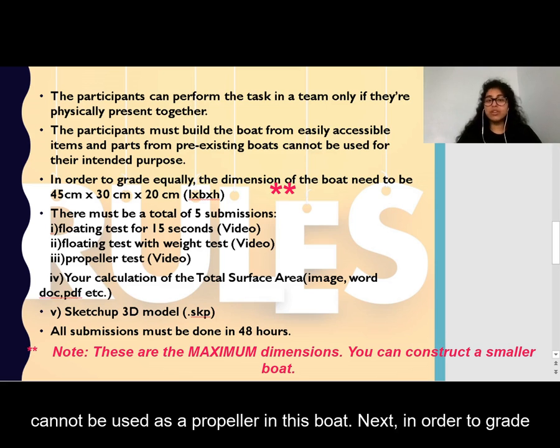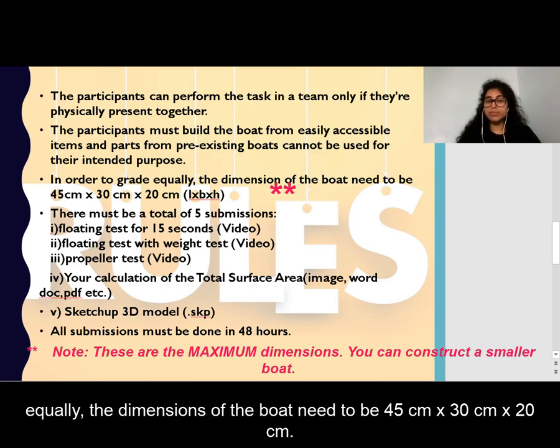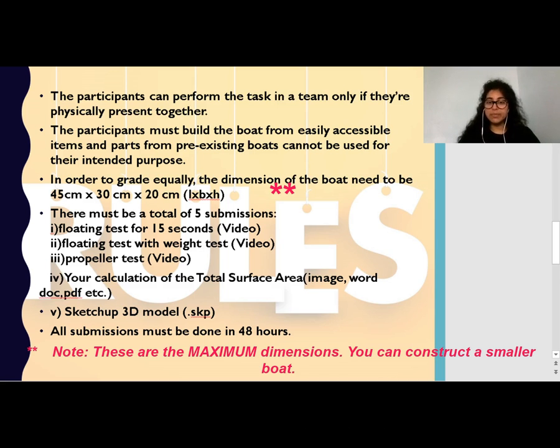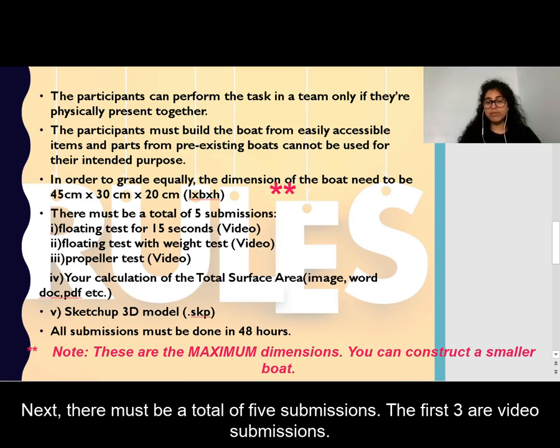Next, in order to grade equally, the dimensions of the boat need to be 45 centimeters by 30 centimeters by 20 centimeters. This is in terms of length, breadth, and height. Next, there must be a total of 5 submissions.